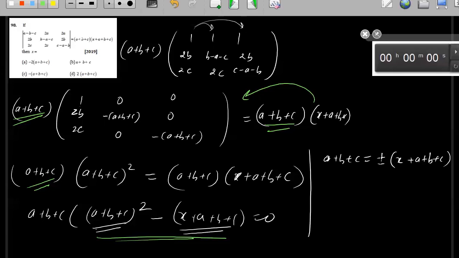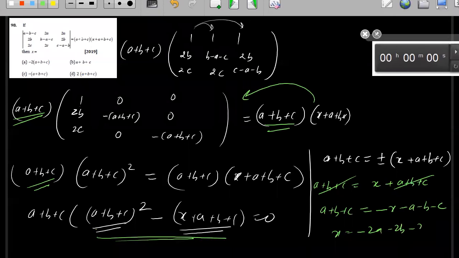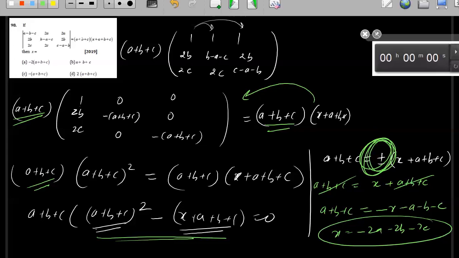So with the plus sign, A plus B plus C is equal to X plus A plus B plus C. So X will become 0 with plus, okay? X will become 0 with plus. But with minus, it is equal to minus X minus A minus B minus C. This X will become minus 2A minus 2B minus 2C. This was the only part where you would get confused.